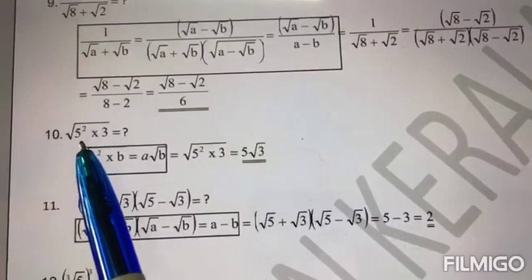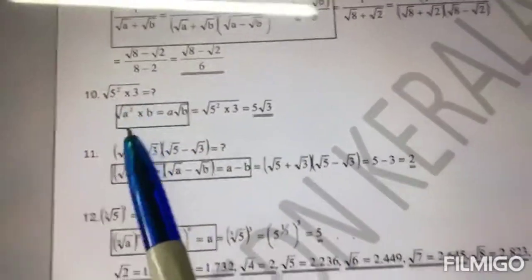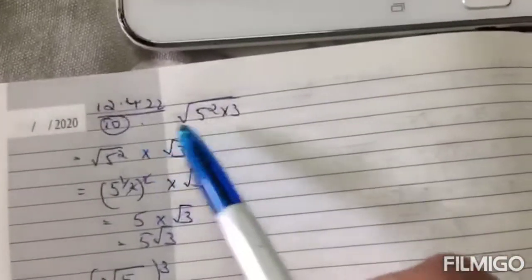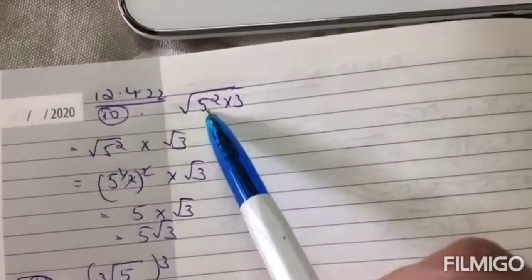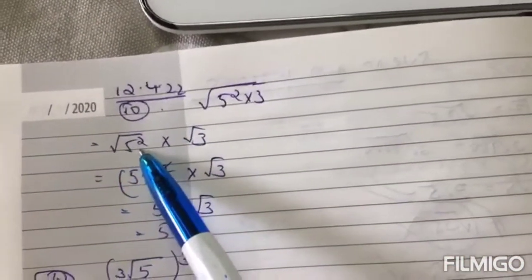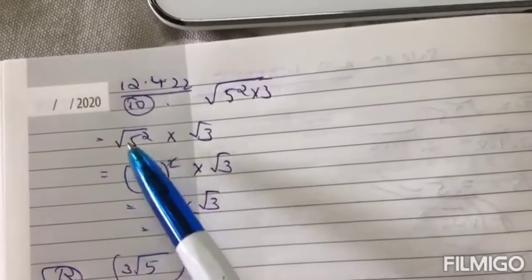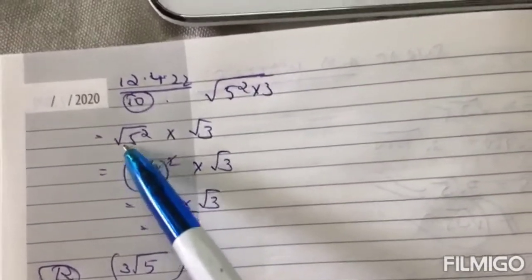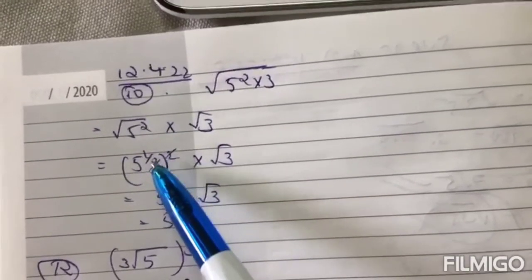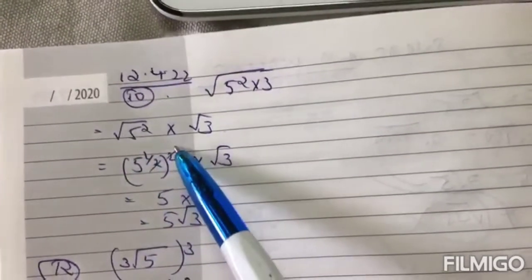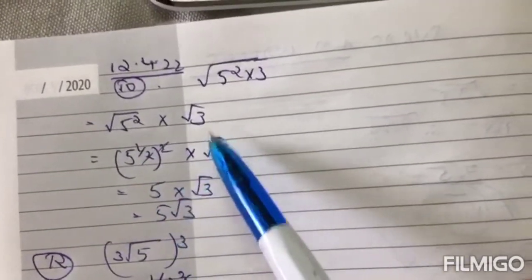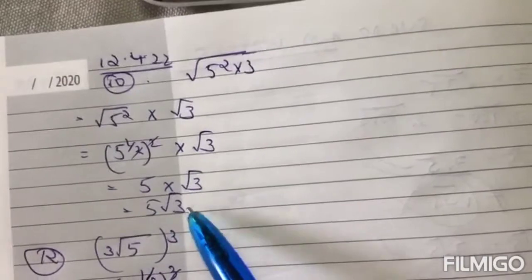So what is square root of 5 square into 3? It's very simple. Now 5 square, this can be written as square root of 5 square into square root of 3. We know that square root of 5 square is nothing but 5. Why? Because square root of 5 can be written as 5 raised to 1 by 2, brackets raised to 2. The 2 and 2 get cancelled and therefore it is 5 into square root of 3. So the answer is 5 root 3.